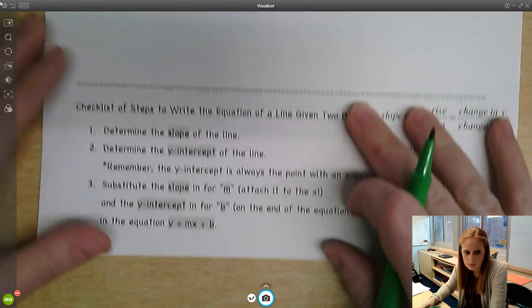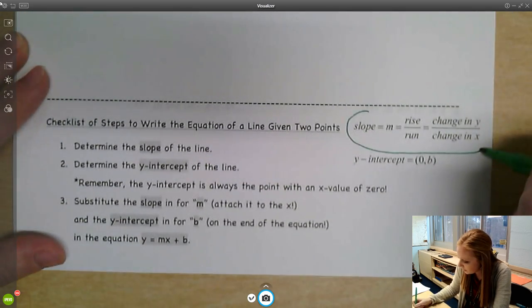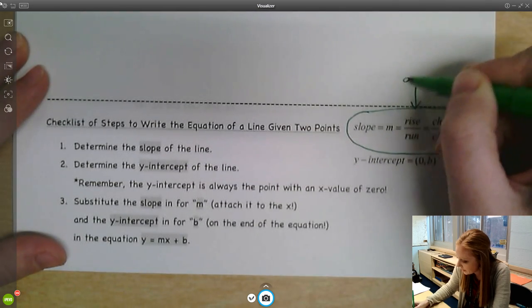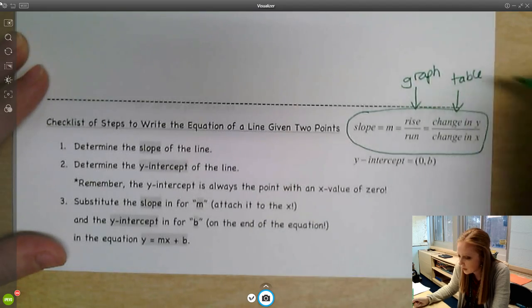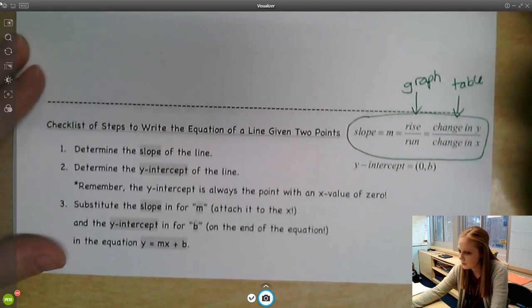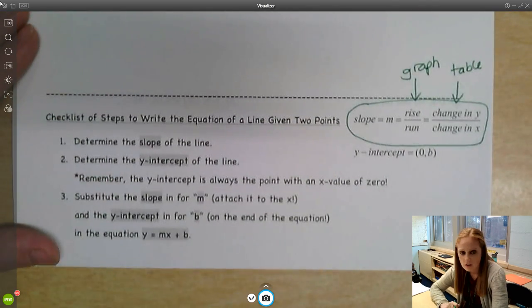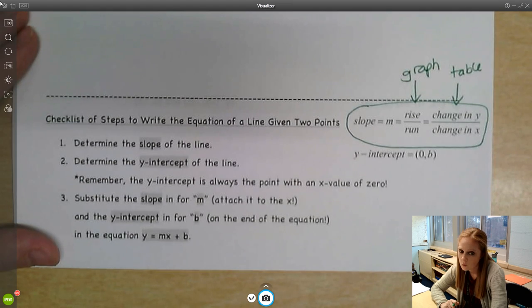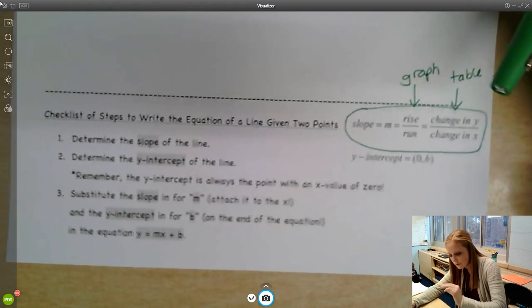Okay, so let's look at our steps. Here's our formula for slope again. This is super important. Rise over run, that's how we find slope from a graph. And then change in y over change in x is the way we're going to be finding slope when we have a table, which is what we're going to be making a lot of the time today. Okay, so first step, figure out the slope. Second step, figure out the y-intercept. Then you plug in your slope, plug in your y-intercept. These are the same steps that we've been doing for the previous lessons. You find the slope, you find the y-intercept, you plug them in, you have your equation of a line.